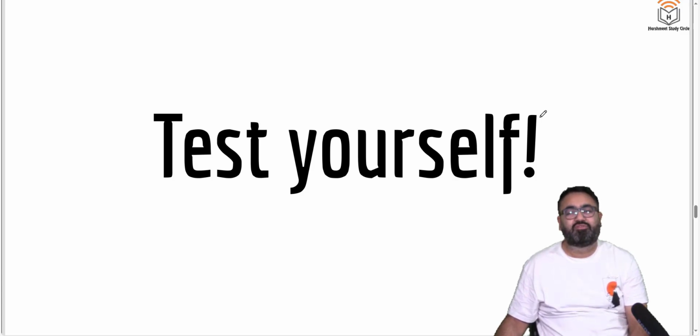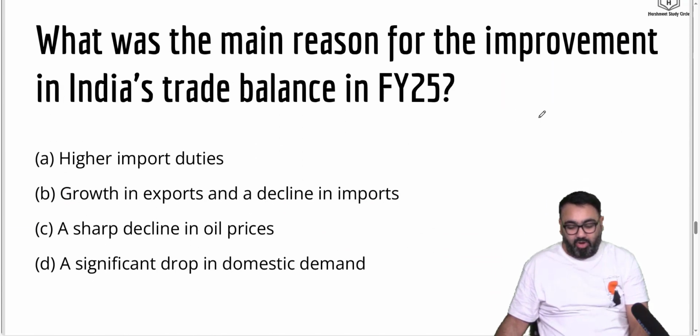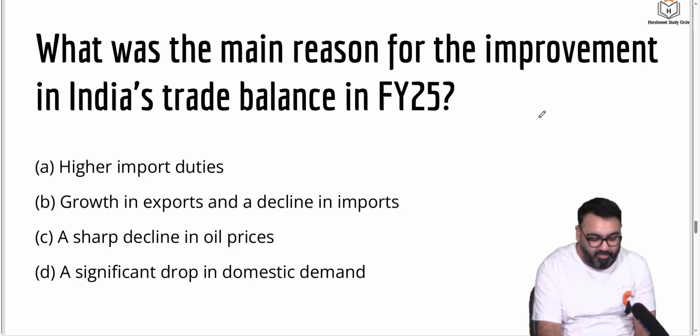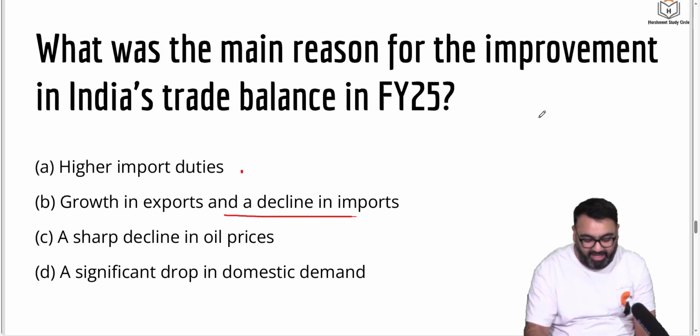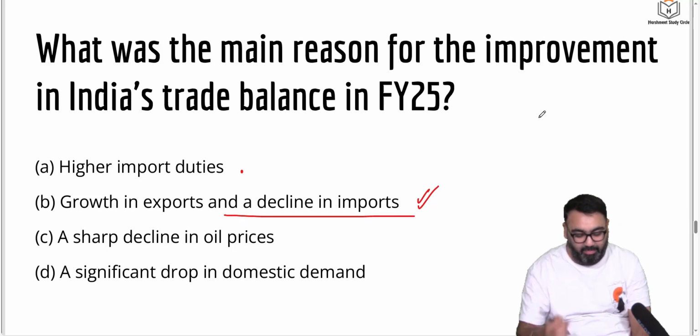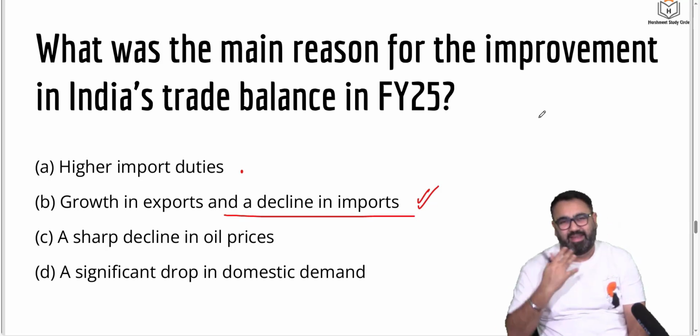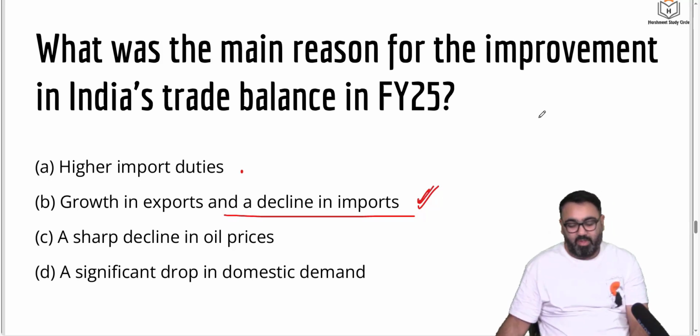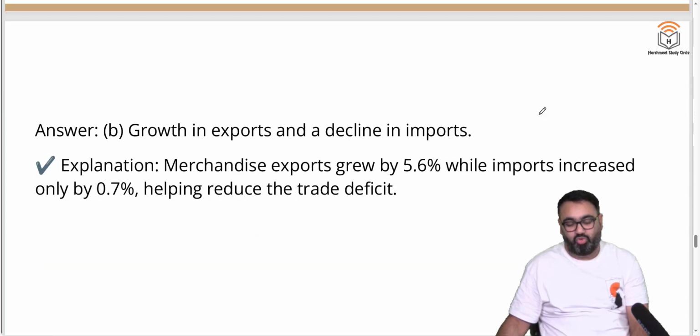This was a summarized version of chapter number 3 of this year's economic survey. I have a few practice questions for you to see if you are able to digest this information. First, what was the main reason for improvement in India's trade balance in FY25? We just discussed. Higher import duties, growth in export, decline in import. This was the one. If you remember, our imports increased very slightly, less than 1%, while our exports increased considerably, close to 6%. So B is the correct answer here, because of which our trade balance improved.